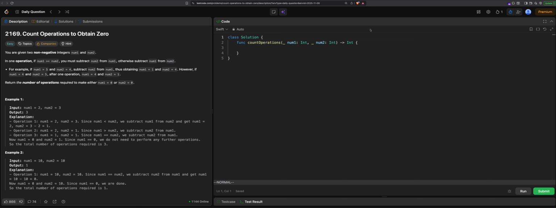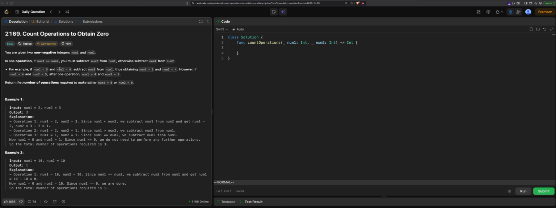So today's LeetCode question is 2169, Count Operations to Obtain Zero. We are given two non-negative integers, num1 and num2. That means the arguments given in our function are always non-negative integers. And then in one operation, if num1 is greater than or equal to num2, we have to subtract num2 from num1. Otherwise, we have to subtract num1 from num2.